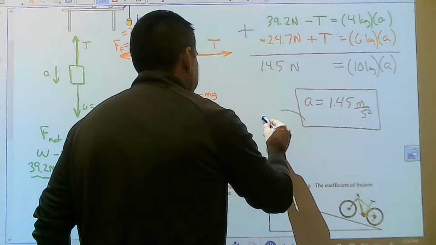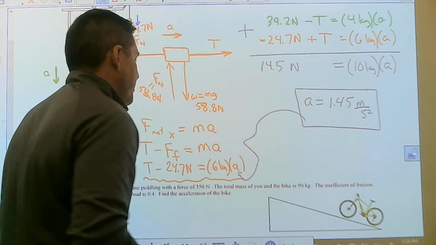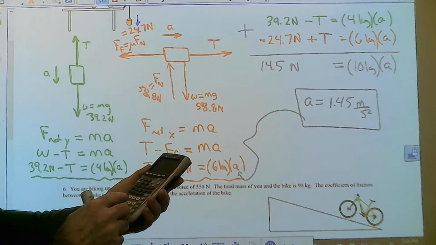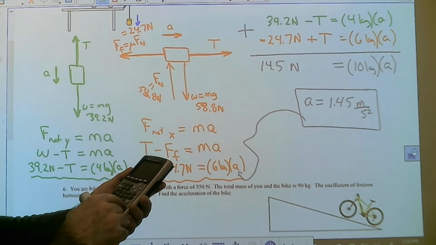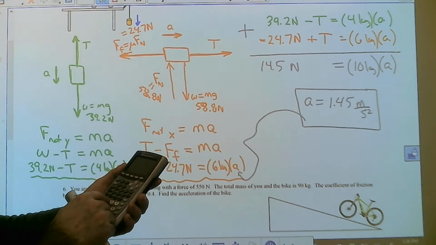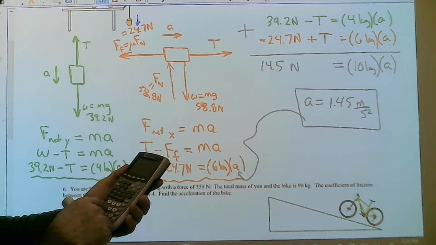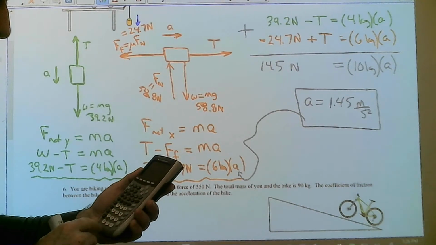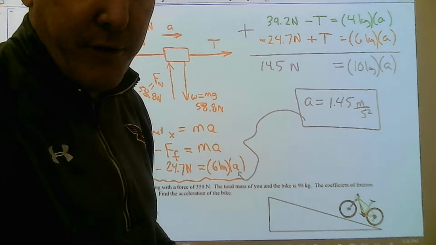Just like the last problem, substitute into either one of those other equations. Either one is fine. I'm going to do the orange equation. So I got 1.45 times 6. And I'm going to add 24.7 to both sides. And I get 33.4 newtons.